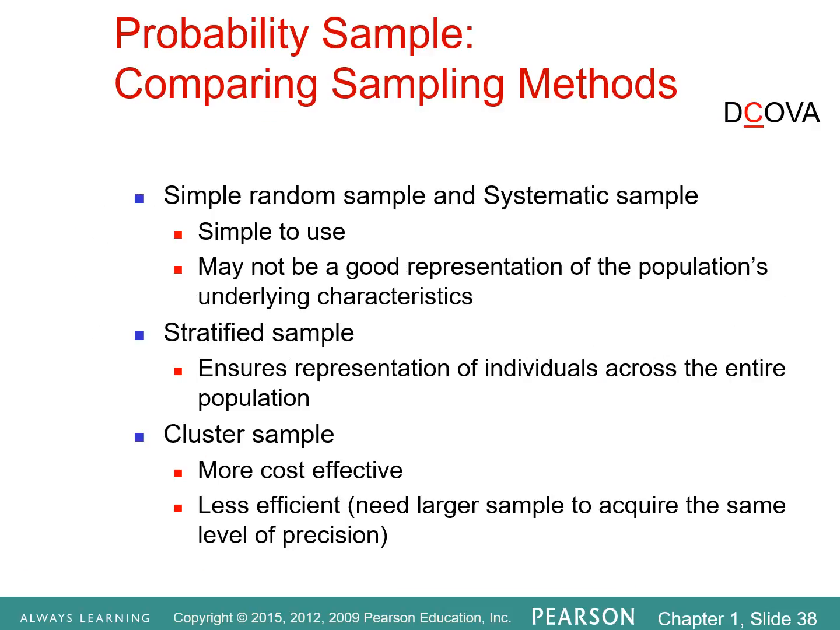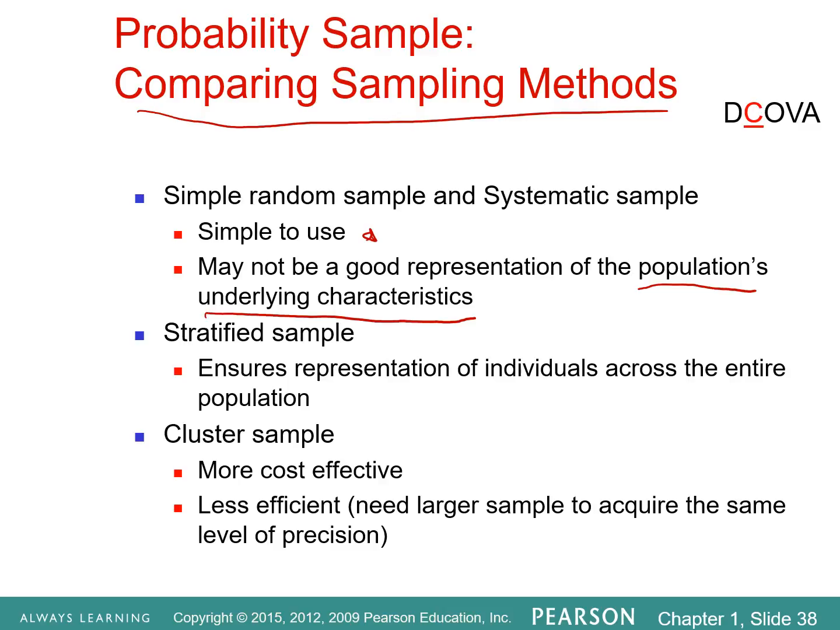Probability sample, comparing sample methods. Simple random samples and systematic samples are very simple to use, right? It's just randomly selecting people or having some sort of systematic sample. But they might not be a good representation of the population's underlying characteristics. For example, if we randomly select people coming into the store at 9 a.m., you are missing all of the working population, maybe.